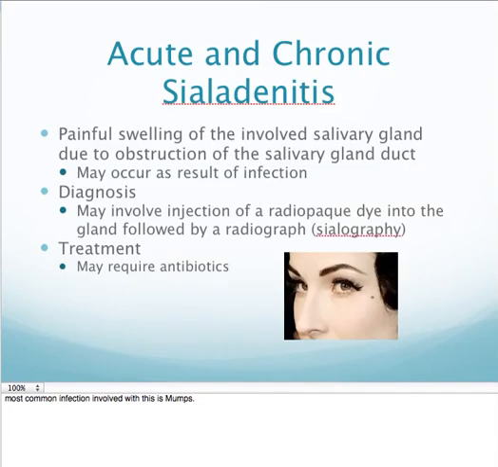Okay, and now we have acute and chronic sialadenitis. This is painful swelling of the involved salivary gland due to obstruction of the salivary gland duct. It may result as an infection. How do you diagnose it? Well, you may have an injection of radiopaque dye into the gland, and then you take a radiograph, which is the sialography. How do you treat it? You need antibiotics. So this is the most common infection we see with mumps. But again, it's acute or chronic sialadenitis, painful swelling of the involved salivary gland.